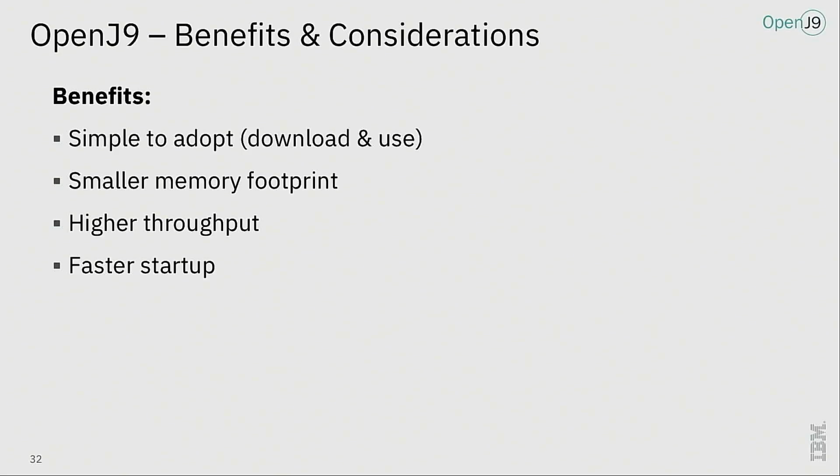As Charlie already covered, there's some pretty significant benefits. All of these apply to Spring Boot. Number one, it's really simple to adopt. You go to adopt.openjdk.net, you download it, and you use it, right? By doing that, you get a smaller memory footprint, higher throughput, faster startup.